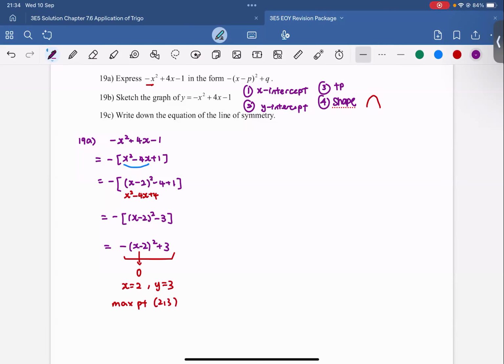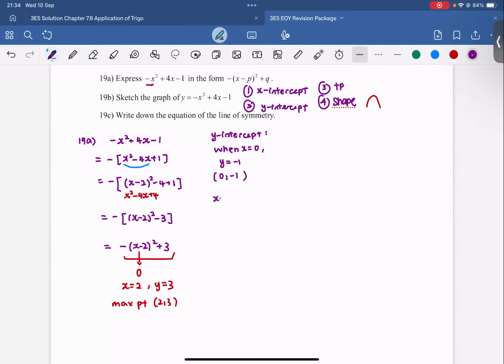How to find the y-intercept? Y-intercept means where it cuts the y-axis. So when the graph cuts the y-axis, the x-coordinate will be 0. So just put 0 inside. You get y equals to -1. So the y-intercept is 0, -1.